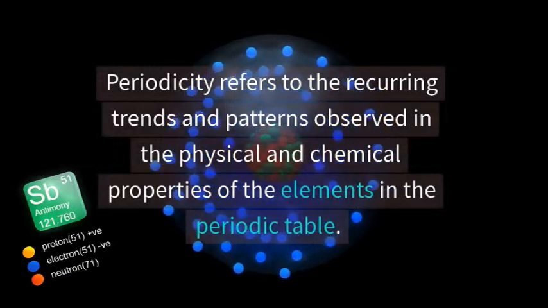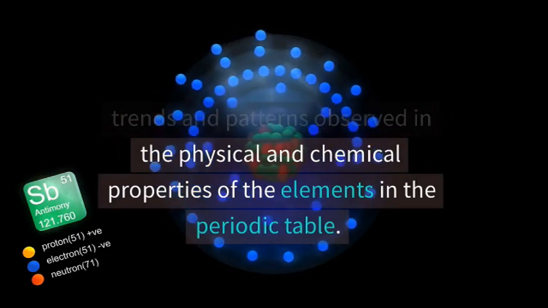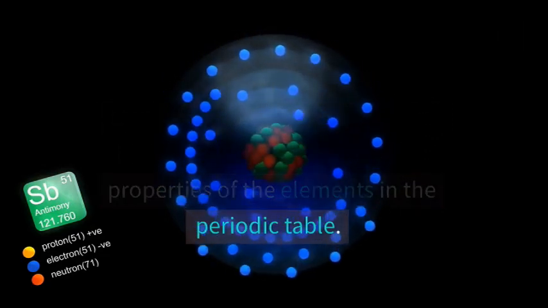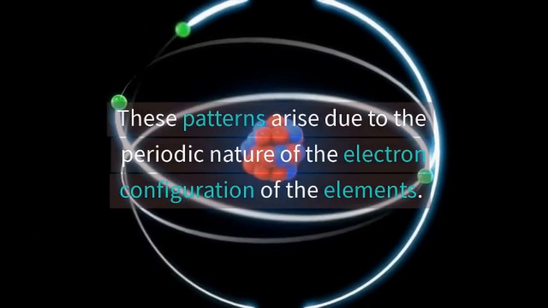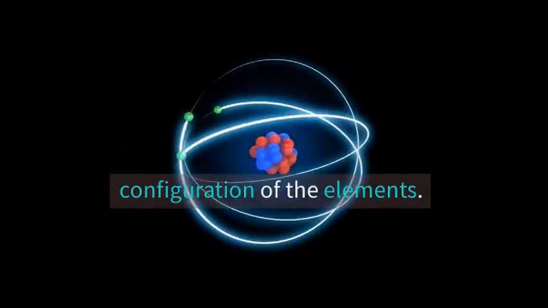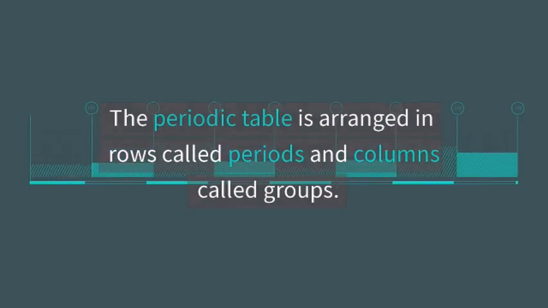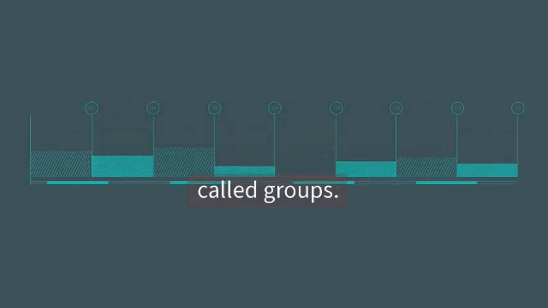Periodicity refers to the recurring trends and patterns observed in the physical and chemical properties of the elements in the periodic table. These patterns arise due to the periodic nature of the electron configuration of the elements. The periodic table is arranged in rows called periods and columns called groups.